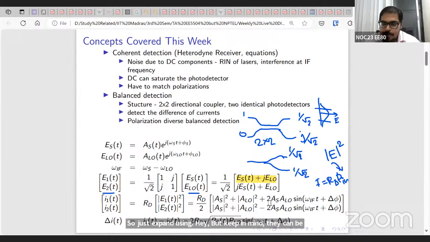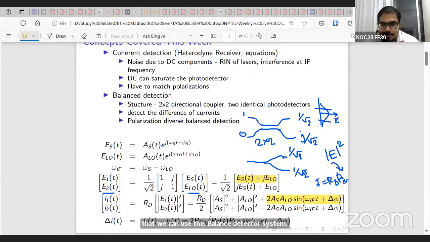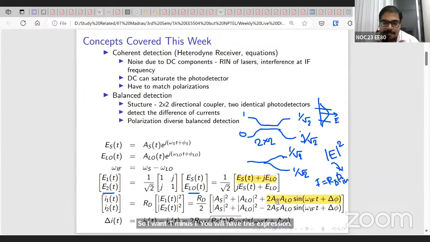Like our concern is this part, and to extract that we can use the balanced detector system. So I1(t) minus I2(t), you will have this expression. A_S is the electric field amplitude, which is proportional to the square root of power. That is where all these are coming from.